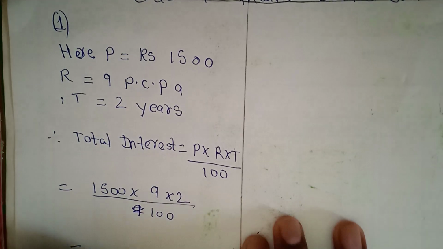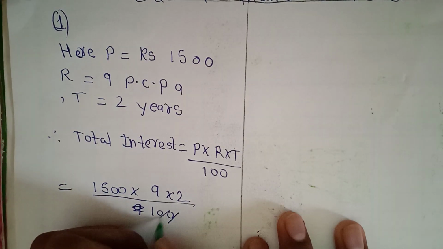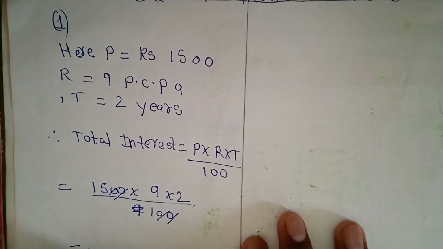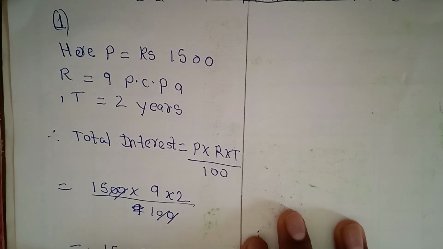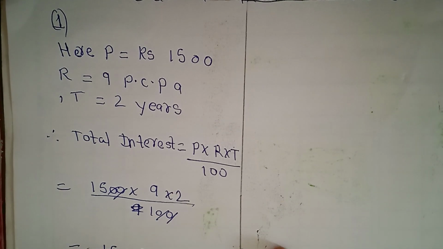So how do we get the answer now? We cut this 0 with this 0. The zeros are cancelled. So we are left with 15 into 9 into 2. So 15 2s are 30, 30 9s are rupees 270. The answer is rupees 270.